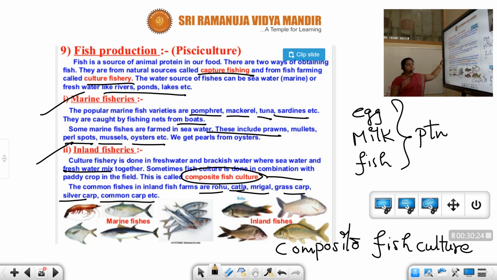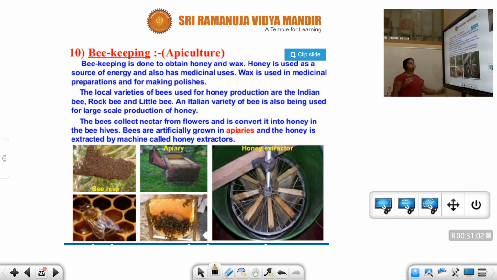Freshwater sources are rivers, ponds and lakes. The popular marine fishery varieties are pomfret, mackerel, tuna and so on. Some marine fishes are farmed in seawater. These include prawns, crabs, oysters, mussels and so on. Inland fishing means fisheries done in freshwater and brackish water. Sometimes fish culture is done in combination with the paddy crop in the field. This is called composite fish culture. Examples: rohu, katla, mrigal, grass carp, silver carp and common carp, etc.